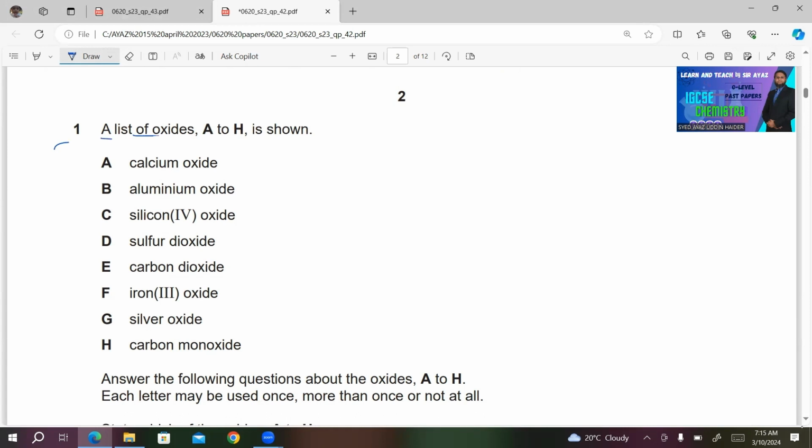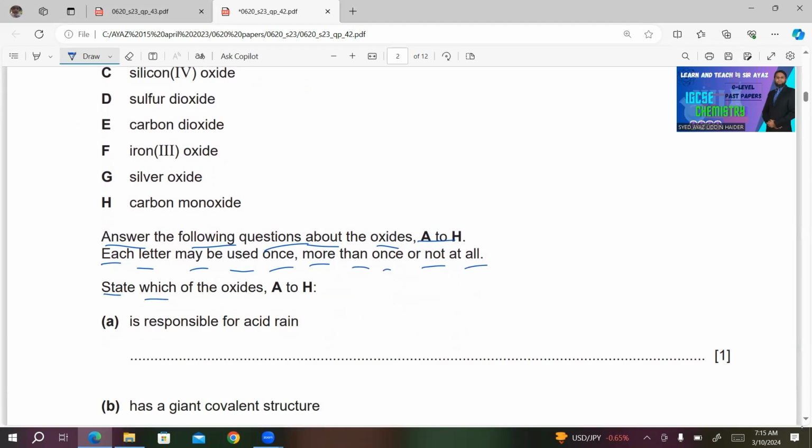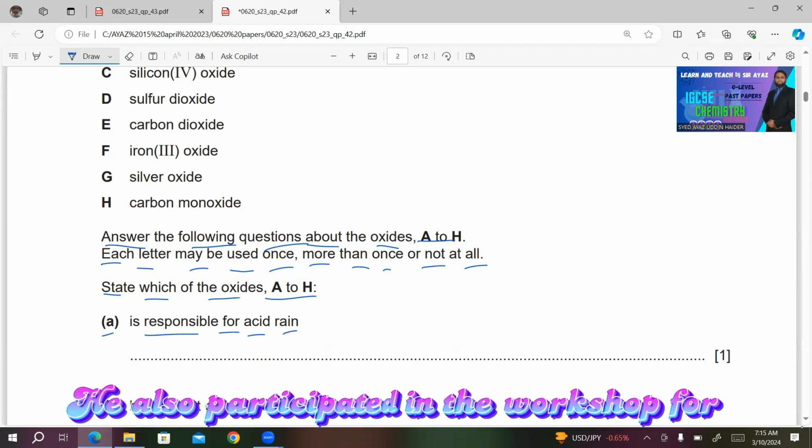Number one, a list of oxides A to H is shown. A. Calcium oxide. B. Aluminum oxide. C. Silicon 4 oxide. D. Sulfur dioxide. E. Carbon dioxide. F. Iron 3 oxide. G. Silver oxide. H. Carbon monoxide. Answer the following questions about the oxides A to H. Each letter may be used once, more than once, or not at all. State which of the oxides A to H is responsible for acid rain.